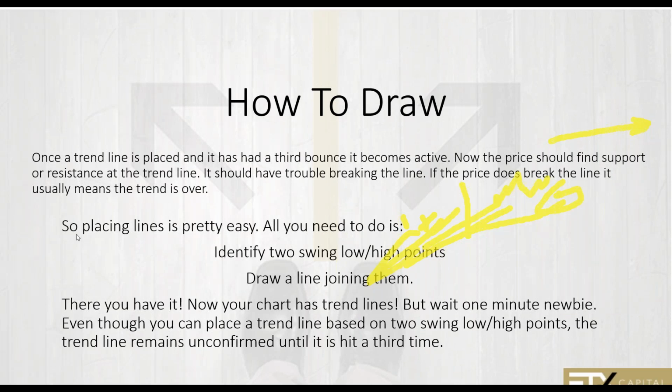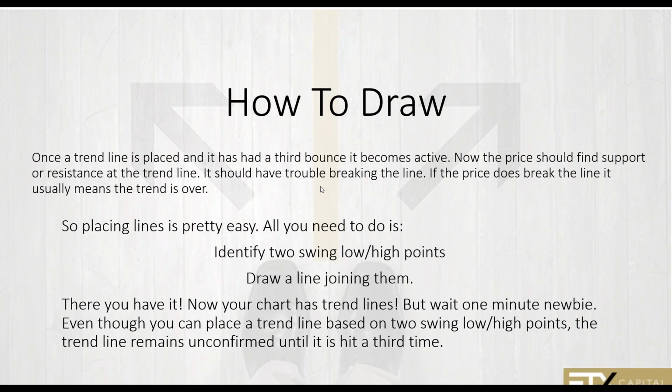So what are the basic easy rules? Once a trend line is placed, it has to have a third bounce for it to become active. Now that price finds support or resistance at that trend line, it should have trouble breaking that line. If the price does break that line, it usually means that the trend is over. So placing lines is pretty easy. All you have to do is identify two swing lows or two swing highs and draw a line joining them. There you have it. Now your chart has trend lines.